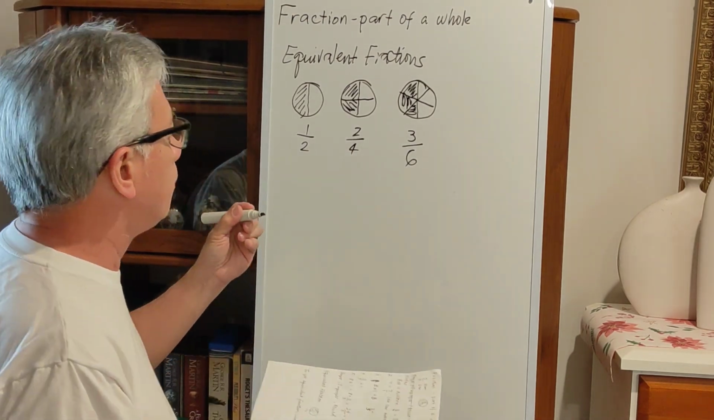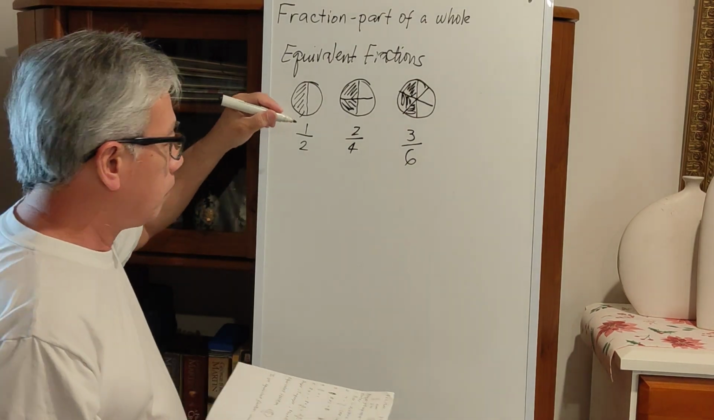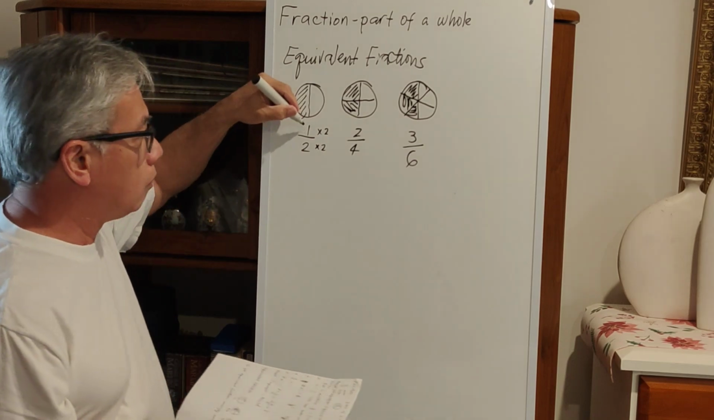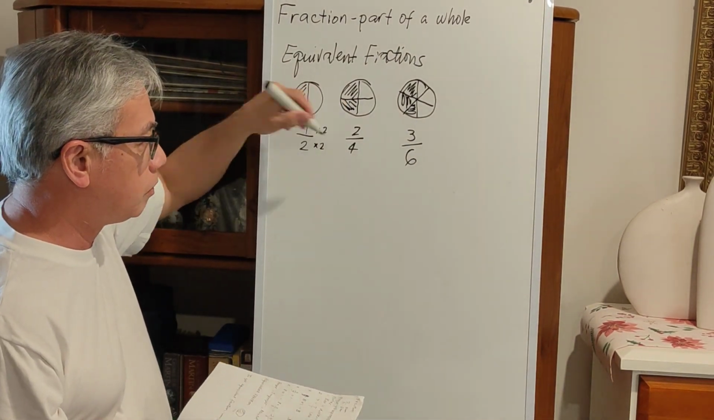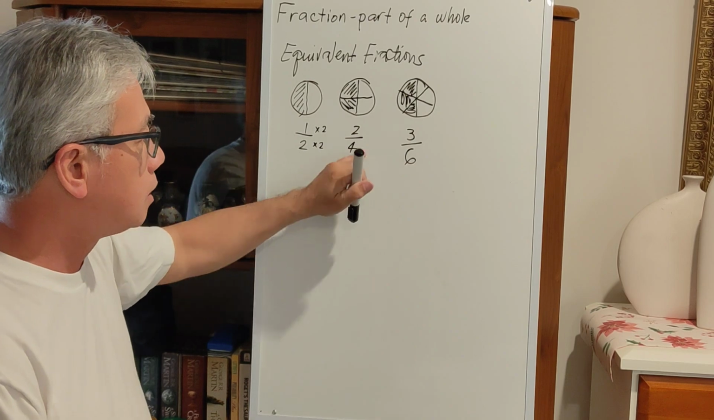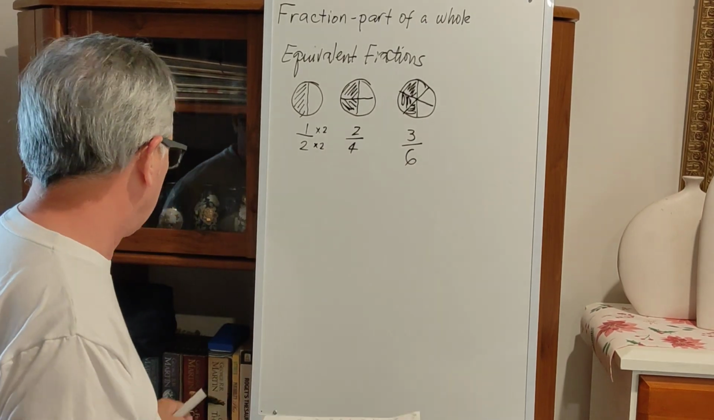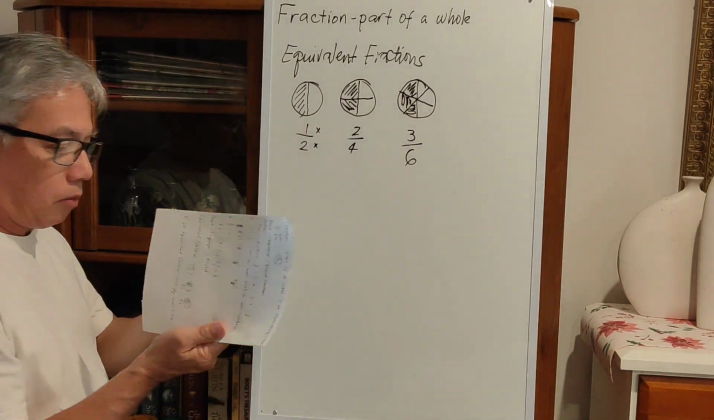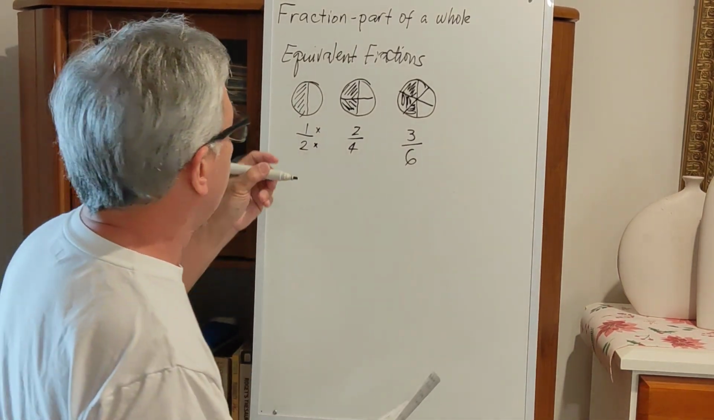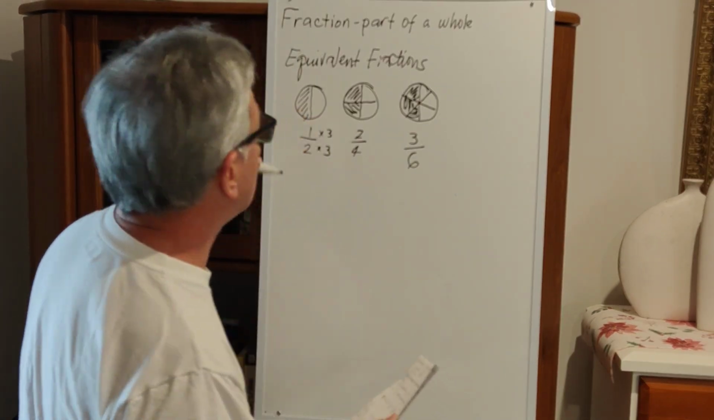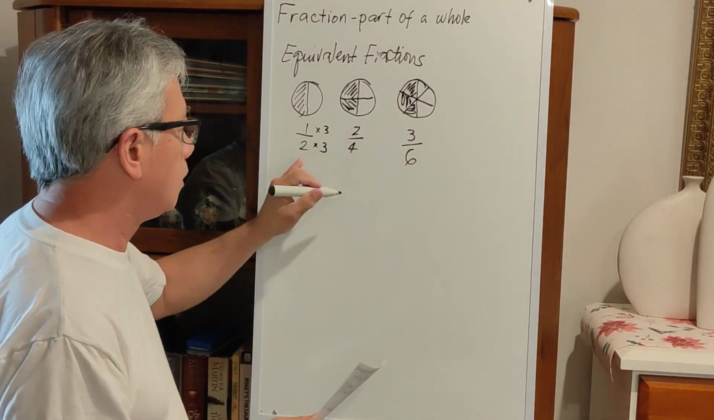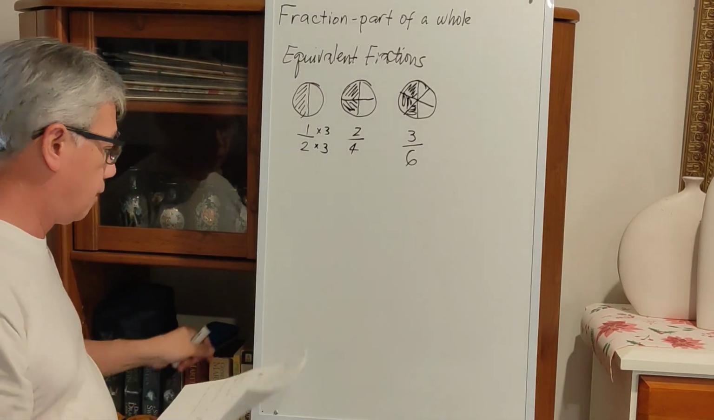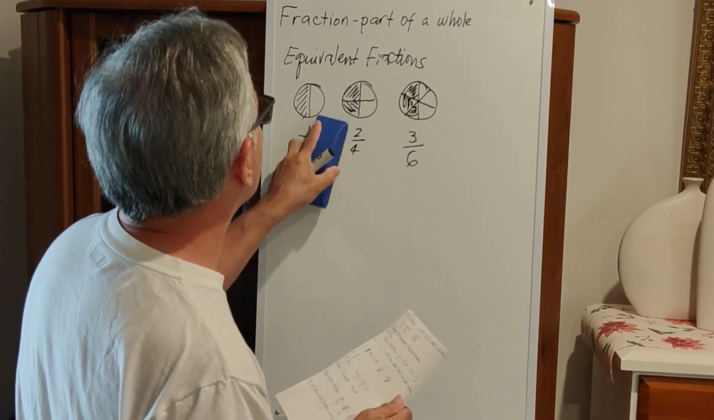So for example, this 1/2, if we multiply both by 2, so 1 times 2 equals 2, 2 times 2 equals 4. So we get this 2/4, which is equivalent to 1/2. But if we multiply both by 3, same number, so 1 times 3 equals 3, 2 times 3 equals 6, so this is also an equivalent fraction. So that's how you get an equivalent fraction.